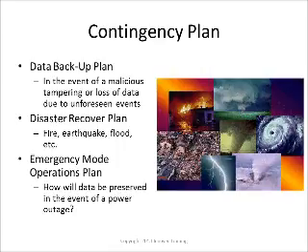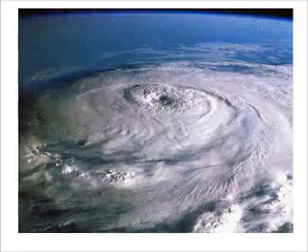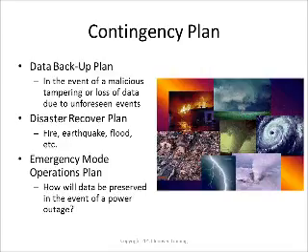So let's talk about a contingency plan. This is a data backup plan in the event of malicious tampering or loss of data due to unforeseen events. A disaster recovery plan, such as fire, earthquake, flood, etc. We talked about Hurricane Katrina and what happened when records were lost in our last lesson. Emergency mode operation plans. How will data be preserved in the event of a power outage?